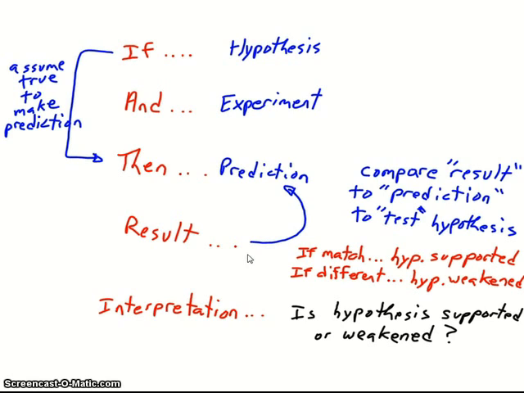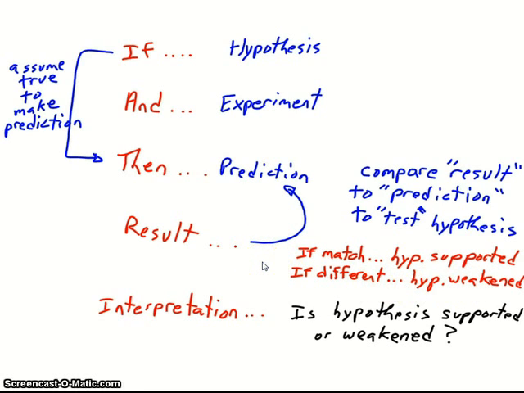The next step in the thinking format is that we compare the result to the prediction. That's how you're actually going to test the hypothesis. Because remember, this hypothesis here was being used to generate the prediction. So now what we want to do is compare the result to the prediction. And here are the two possibilities. If the result matches the prediction, then the hypothesis is supported. If the result does not match, if it's different than the prediction, then the hypothesis is weakened.